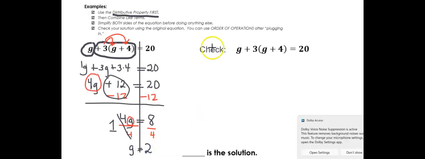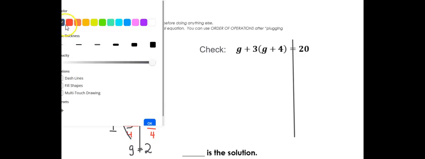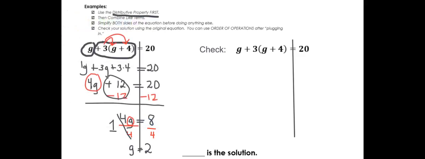And once again, we should check to make sure that we found the right solution. So I'm just going to draw a line down the equal sign. And I'm going to plug in what I think the solution is, which is 2. I plug it in everywhere there's a G. There's a G in 2 spots. So I do 2 plus 3 times 2 plus 4. Does that give me 20? That's what I'm trying to figure out. And if it does, I've got the right solution.